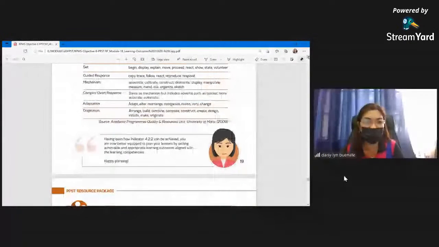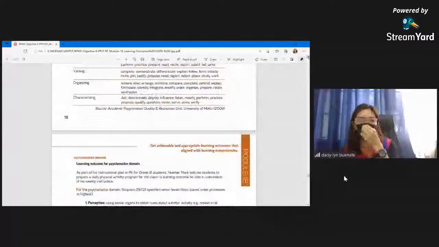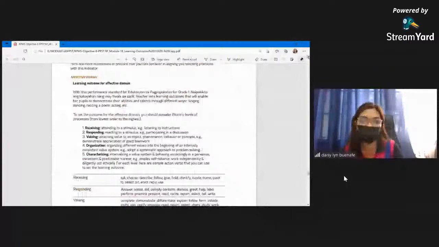Learning outcome for affective domain. With this performance standard for Edukasyon sa Pagpapakatao grade 1, na ipapakita ang kakayahan ng may tiwala sa sarili, teacher sets learning outcomes that will enable her pupils to demonstrate the abilities and talents through different ways na pwede. Through singing, dancing, reciting at home, acting, etc. Kanang as long as ma-demonstrate sa mga batang ilang abilities and talents.